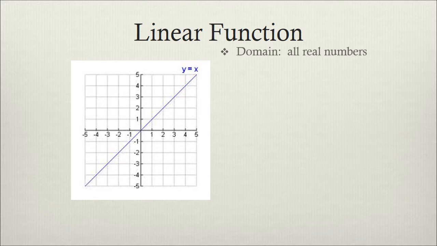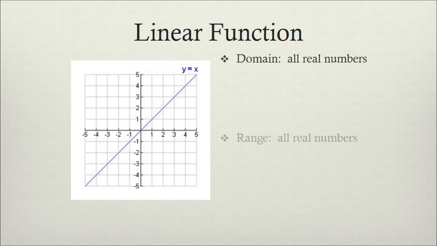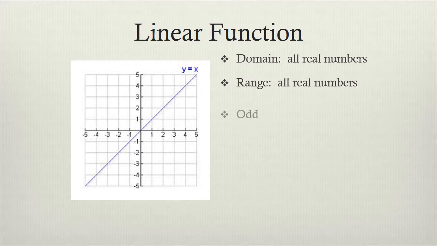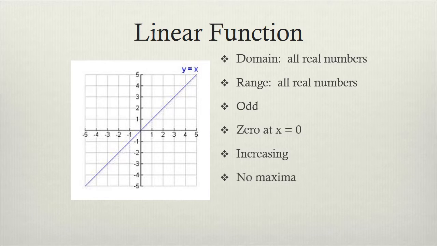The domain is all real numbers. The range is also all real numbers. It is an odd function. There is a zero at x equals 0. It is increasing over the entire domain. It has no maxima. It will keep going up forever. And it has no minima because to the left it will keep going down forever.